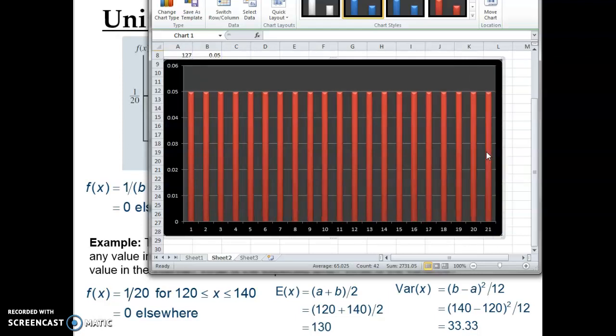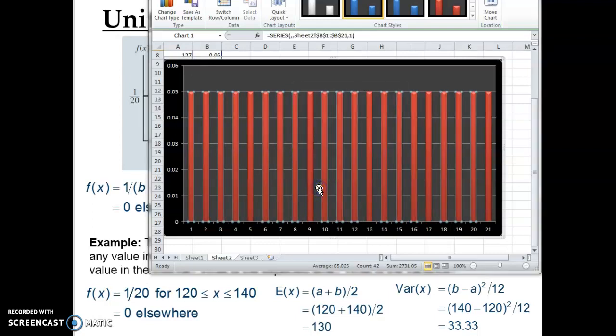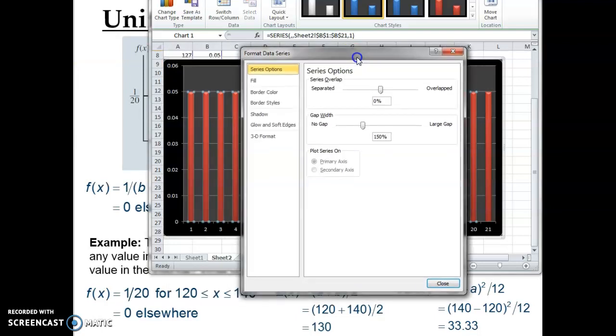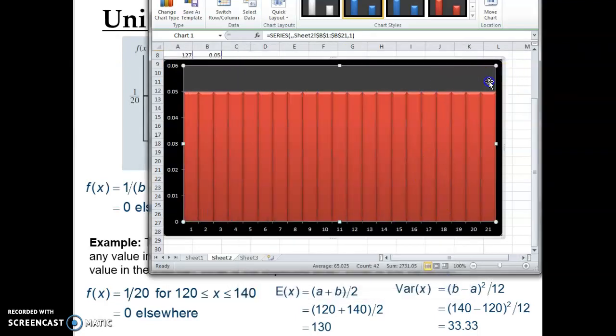Now, because this is a continuous distribution, we need to get rid of the gaps. It's not discrete, so we're going to need to format the data series, and we need to pull the gaps to 0. Now we have what's known as a histogram.